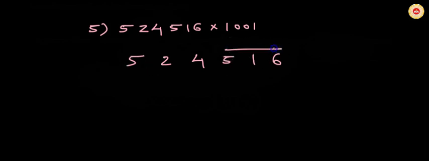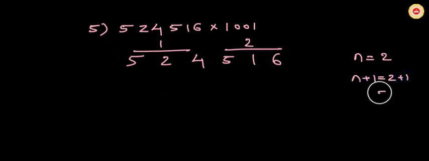So 3 digits in the first group and 3 digits in the second group. So there are 2 groups, first group and second group. There are 2 groups, it means that n is equal to 2. It means that we need to write the answer in 2 plus 1 is equal to 3 parts. We need to write the answer in 3 parts.